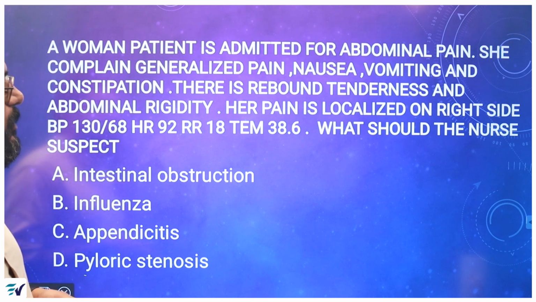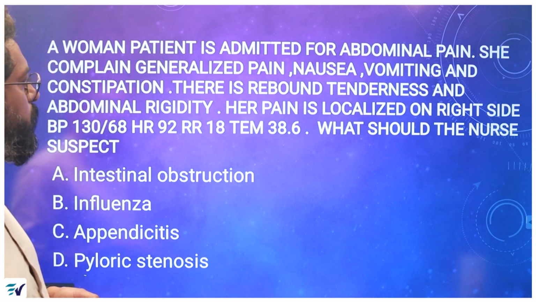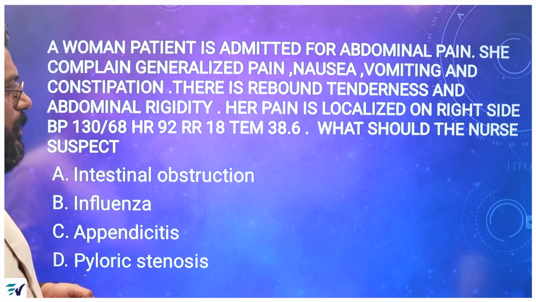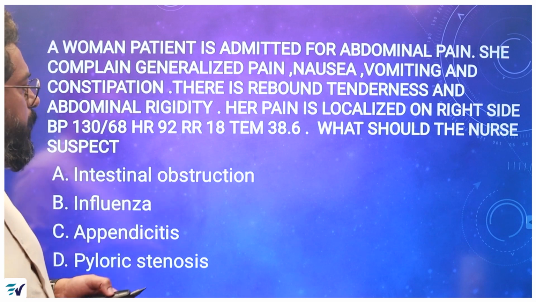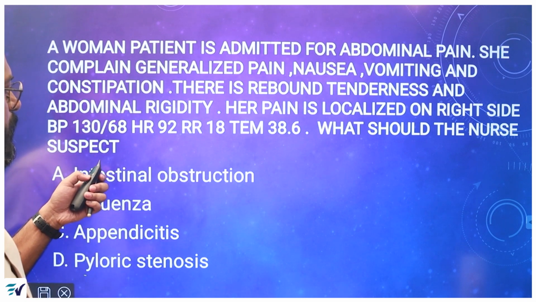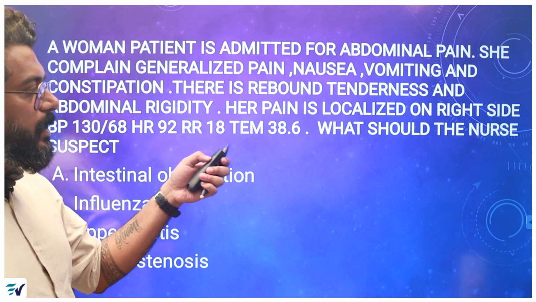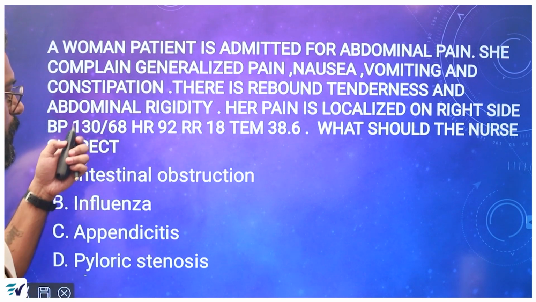She complains of generalized pain, nausea, vomiting and constipation. There is rebound tenderness and abdominal rigidity. Her pain is localized on the right side. BP 130/68, heart rate 92, respiratory rate is 18 and temperature is 38.6. What should the nurse suspect?